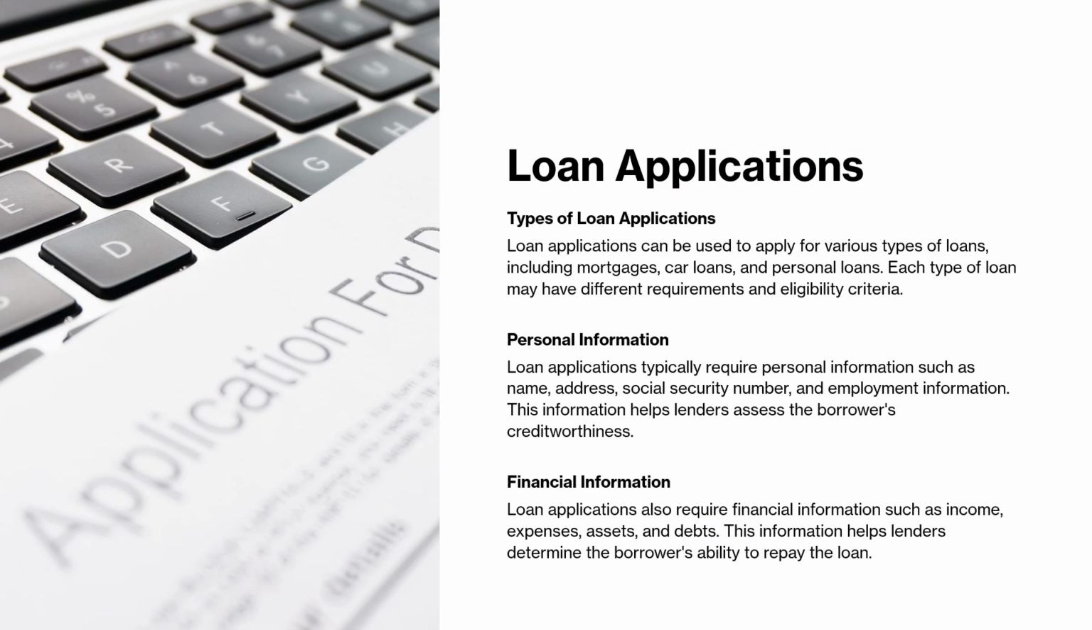Loan applications. Types of loan applications. Loan applications can be used to apply for various types of loans, including mortgages, car loans, and personal loans. Each type of loan may have different requirements and eligibility criteria. Personal information. Loan applications typically require personal information such as name, address, social security number, and employment information. This information helps lenders assess the borrower's creditworthiness.